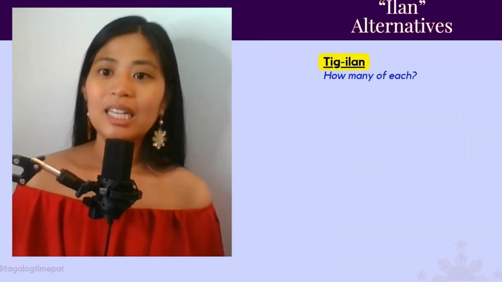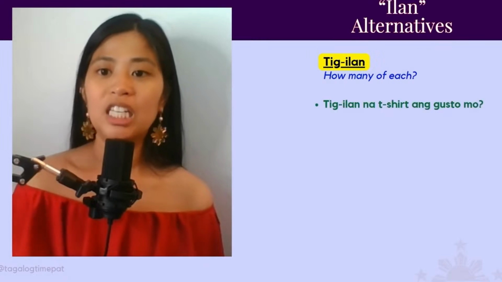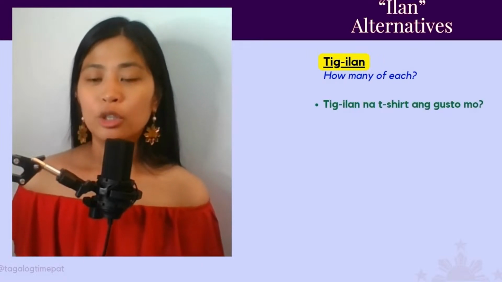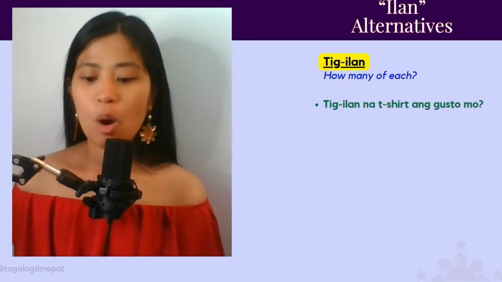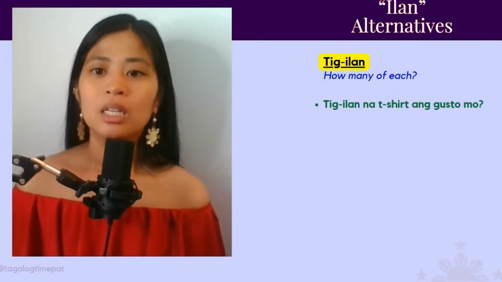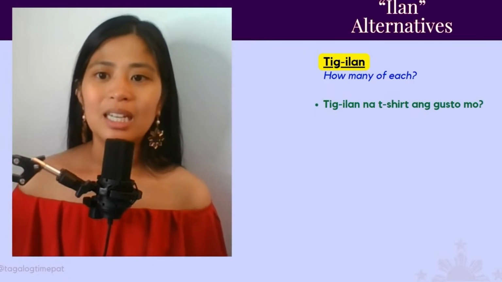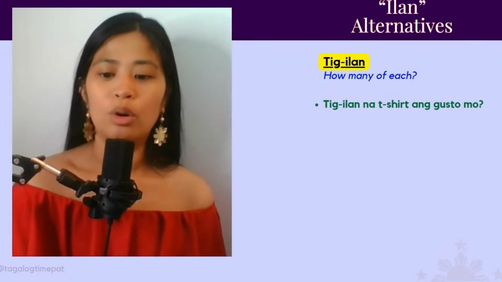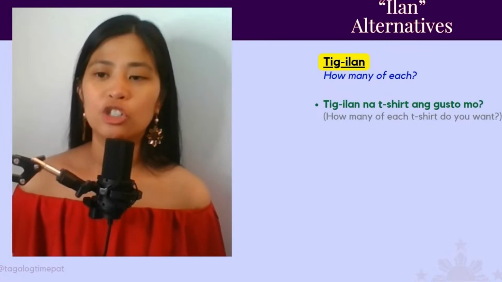Next, tig-ilan means how many of each. So for example, maybe you're shopping at a store and you're like, oh, I like all of these t-shirts, but I want multiple of them. They might ask you, tig-ilan na t-shirt ang gusto mo? How many of each t-shirt do you want?